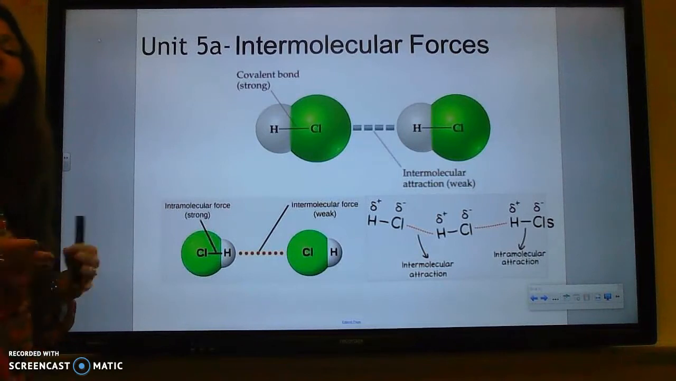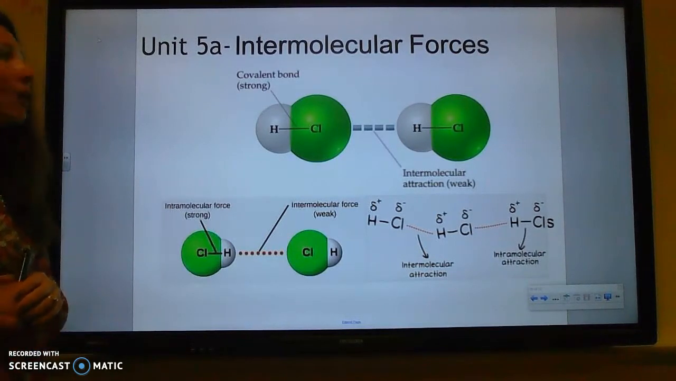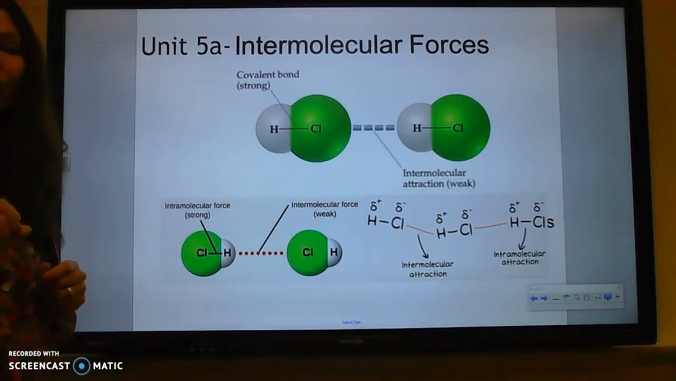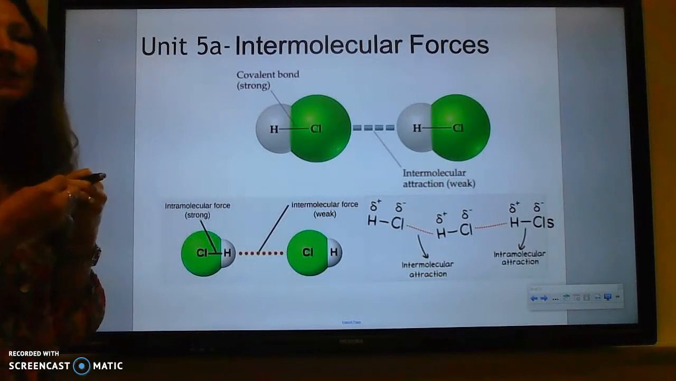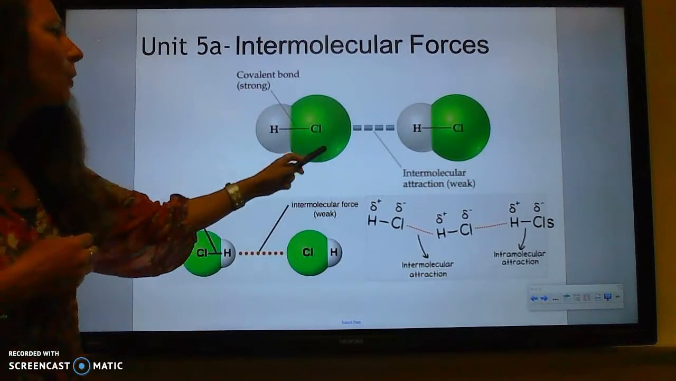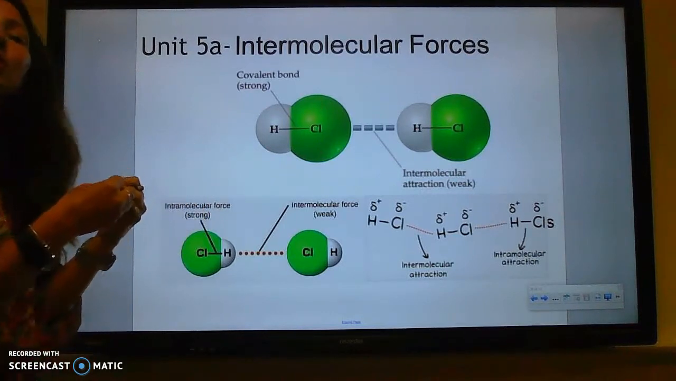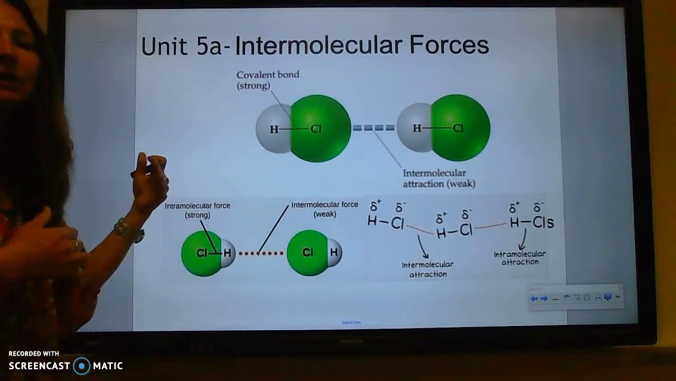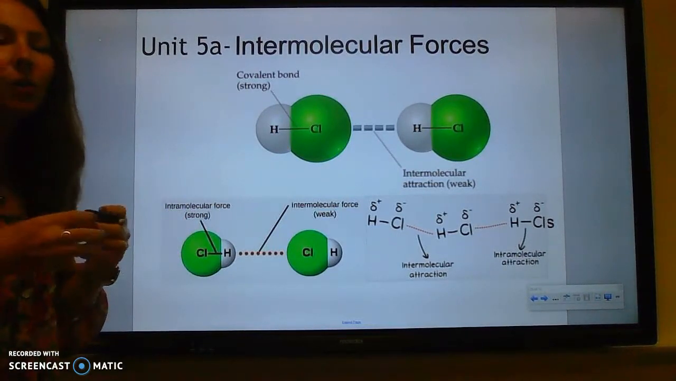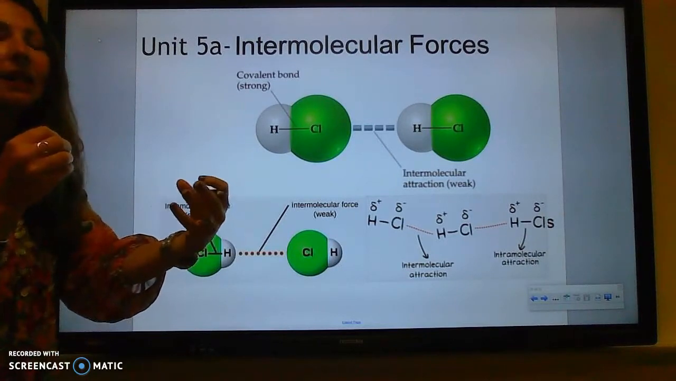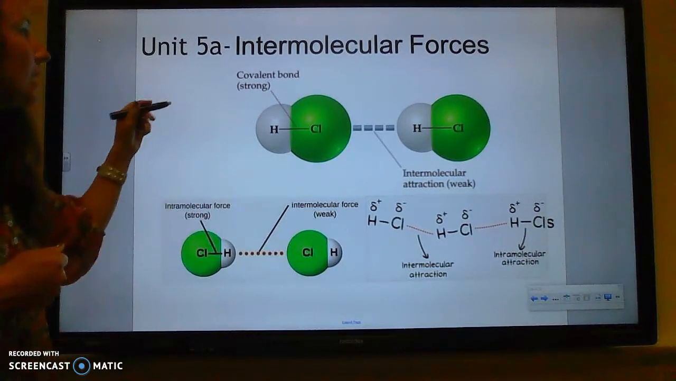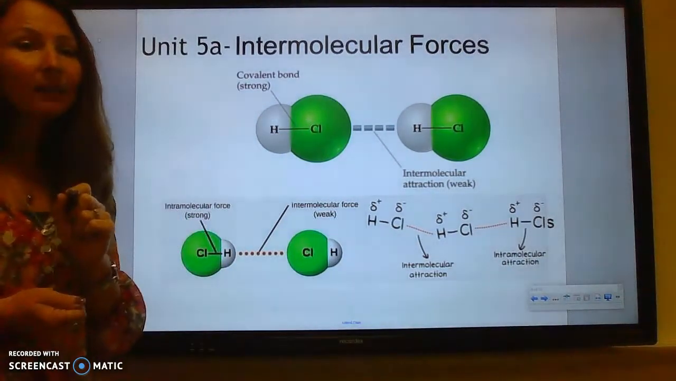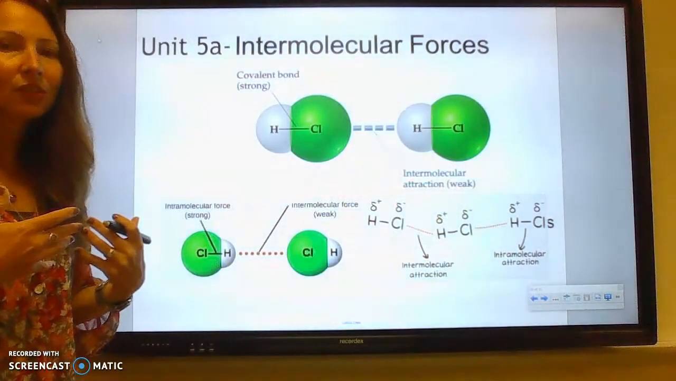Okay, so let's start with what intermolecular forces are. Well, intermolecular forces are not an actual chemical bond. These are attractive forces that take one molecule and attract it to another molecule. They don't have to be the same molecules, but to make life a little easier, we are just going to talk about one molecule attracting another like molecule. Notice that this dashed line is not a bond, it's the attractive force being illustrated.